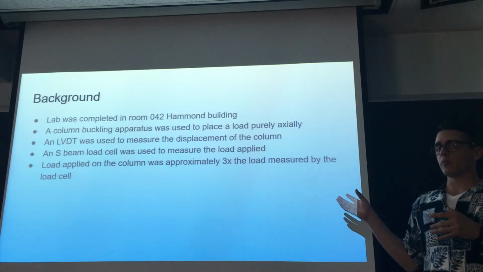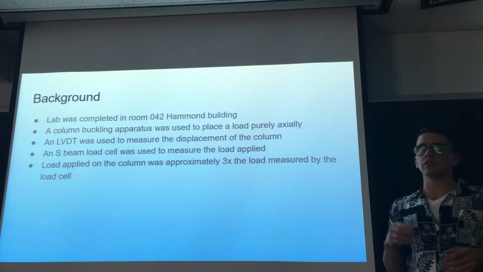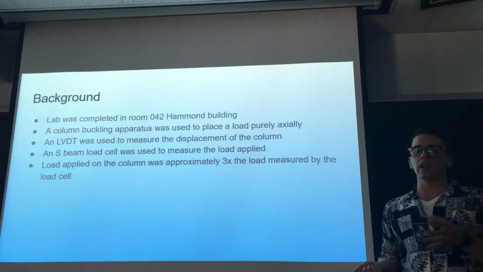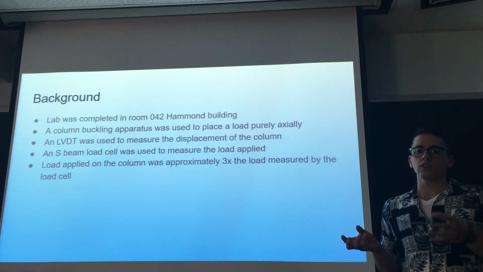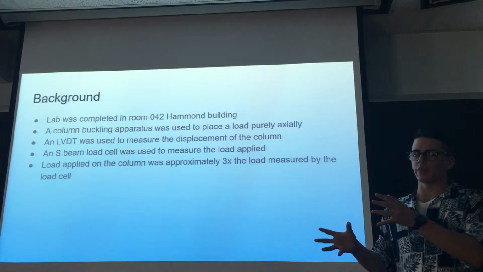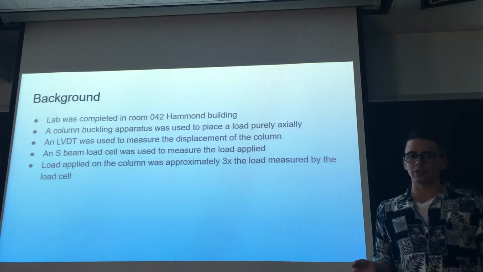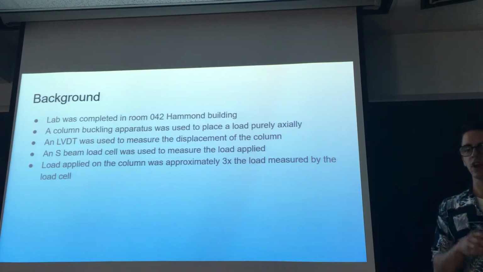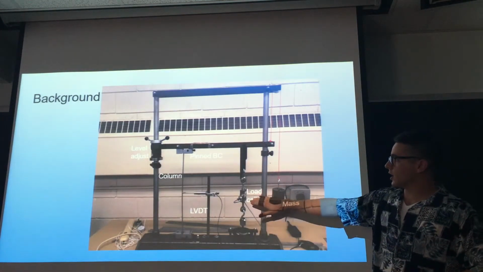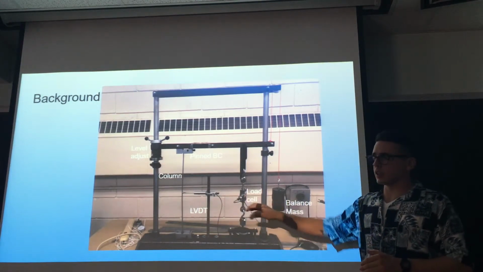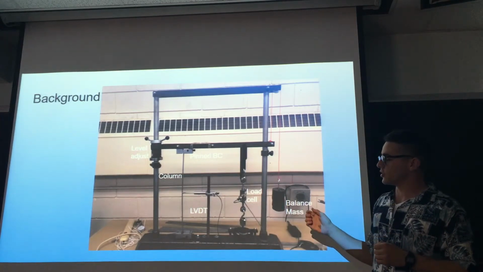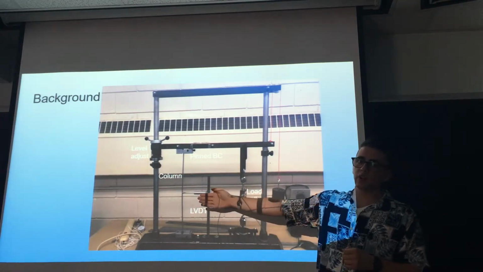And the load on the column is approximately 3 times the load measured by the load cell, because we had to balance out the equations and the moment balance to get the transition from the load cell load onto the column. You can see our setup here. There's the load cell right here, the column over here, the linear variable differential transformer, which is measuring our displacement again. You can see here it's right in the middle of the column.